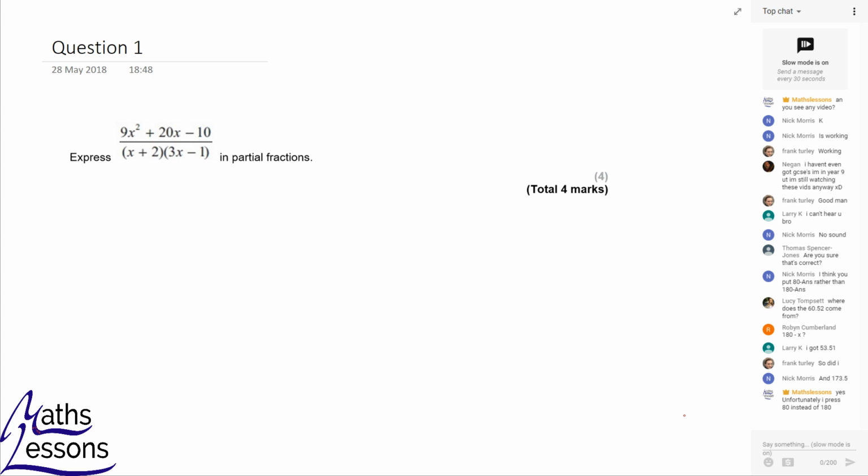Right, when you've got the numerator with at least an equal power or greater than the denominator, then you need to divide out first. We can see the bottom is a quadratic and the top is a quadratic, so I'm going to multiply out the bottom to get 3x squared plus 6x minus x, that's plus 5x minus 2, and divide that into my 9x squared plus 20x minus 10.